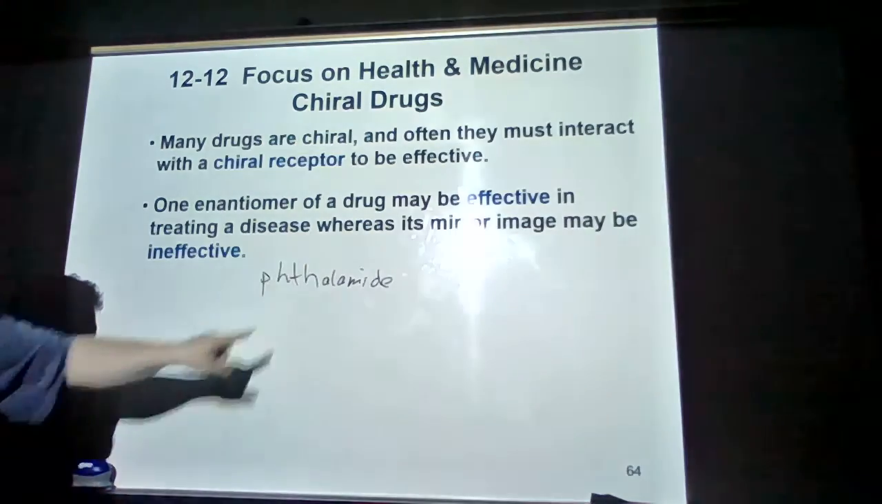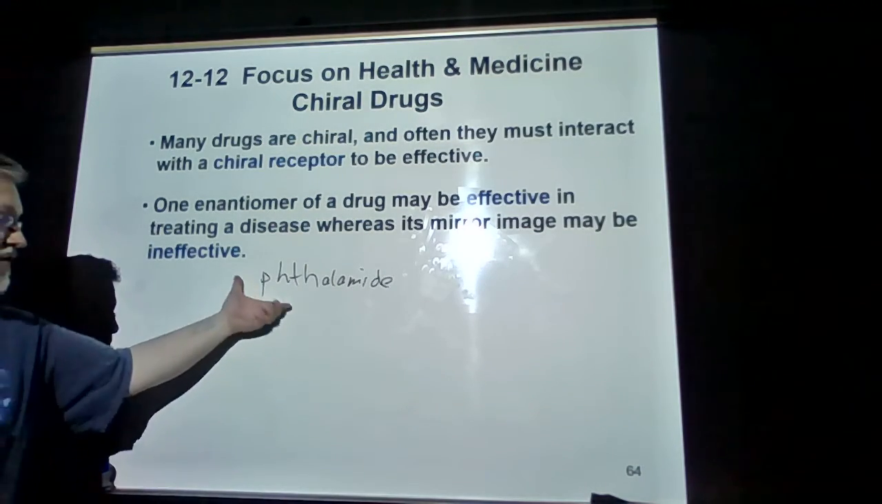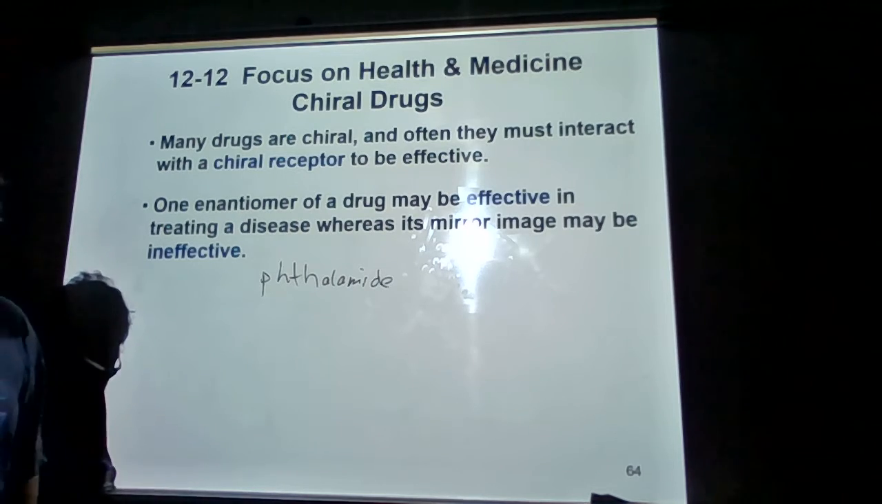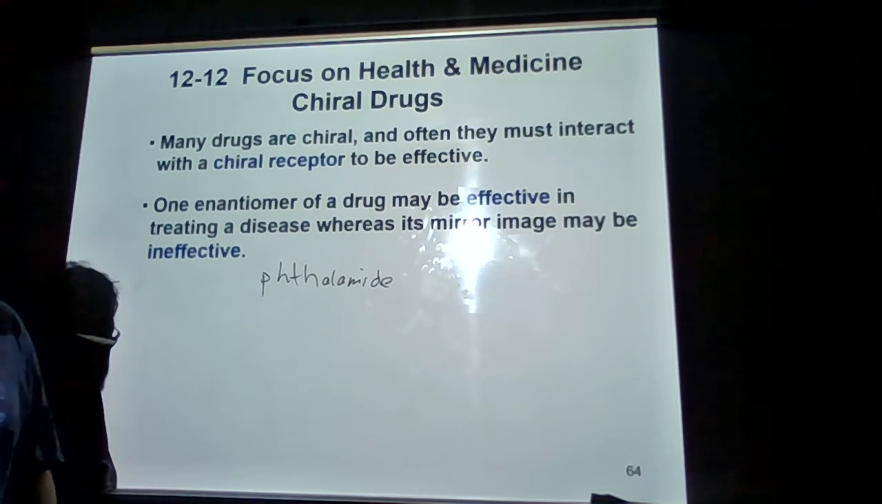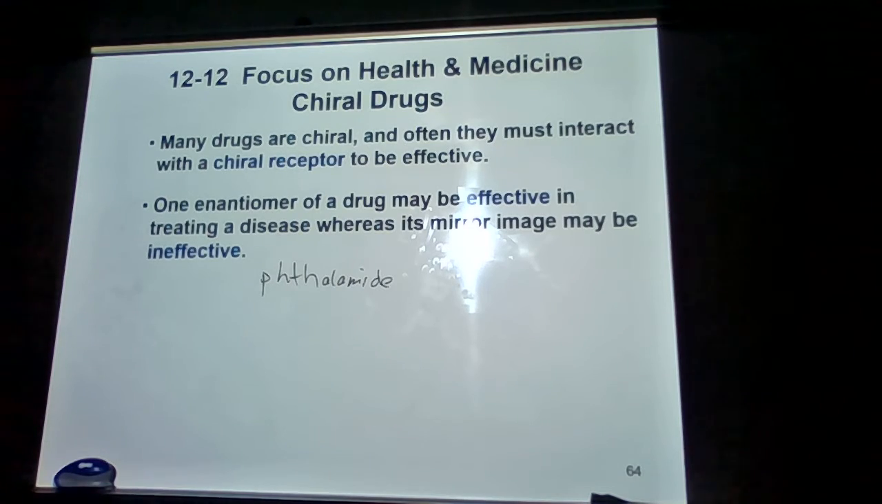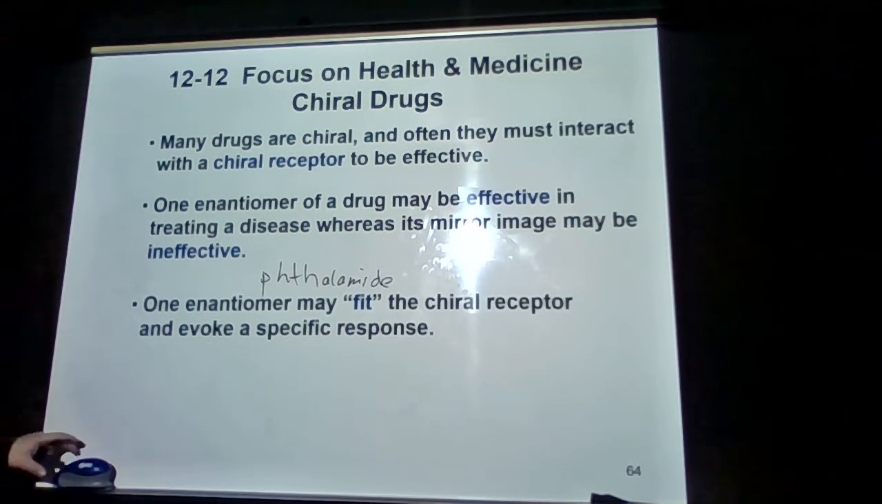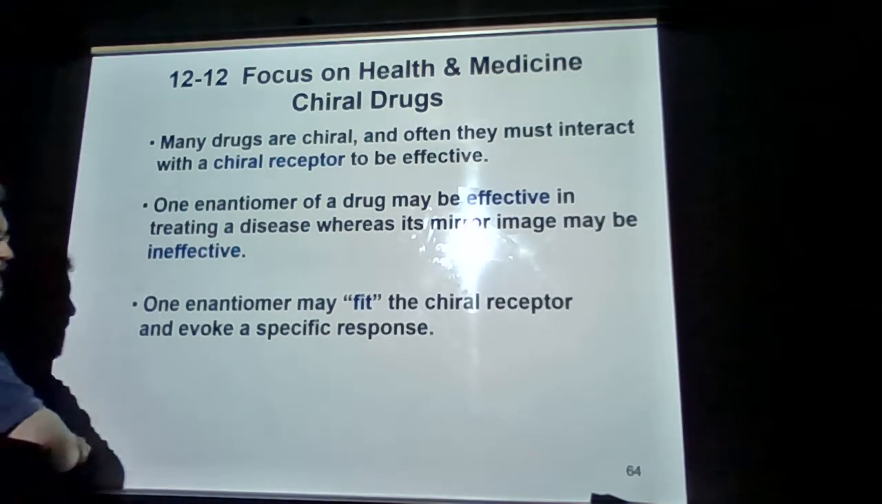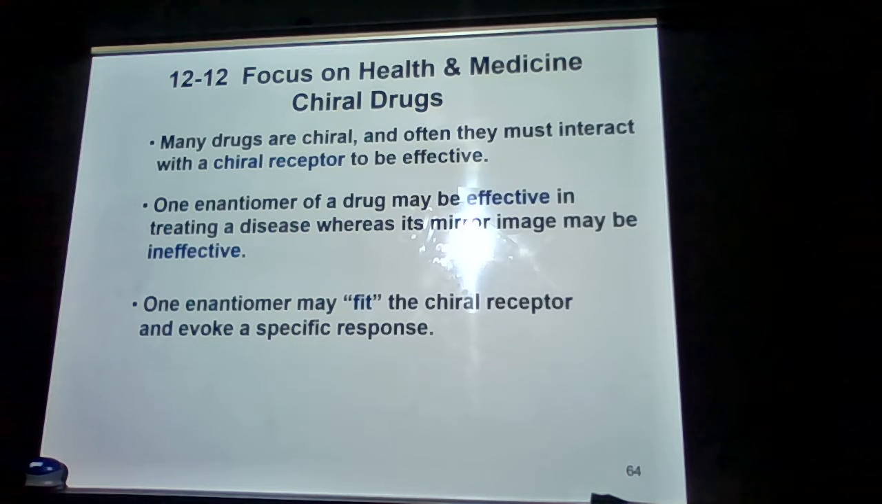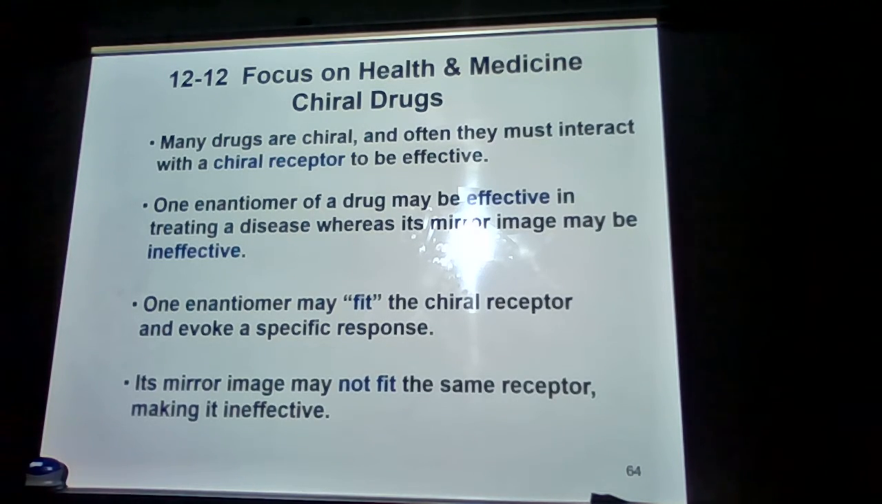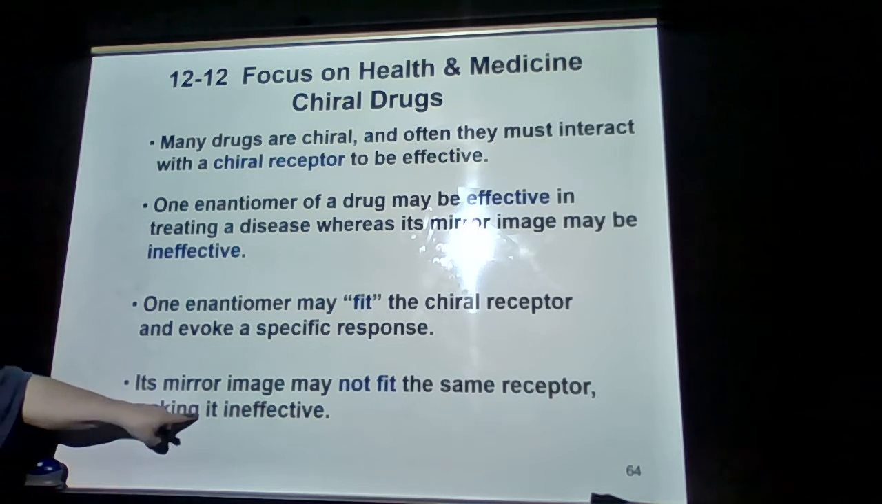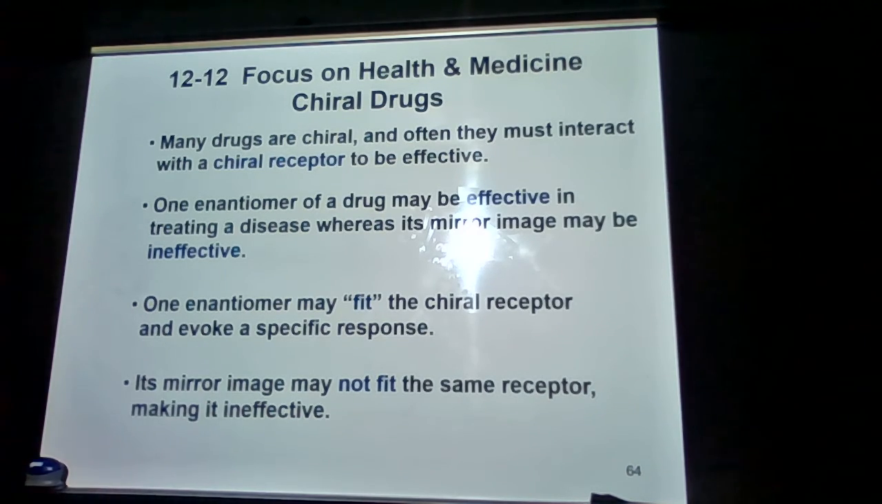They did not find out until a lot of individuals had been treated with thalidomide and ended up having children with deformities. The way that we can say why one isomer worked and the other one did not is based on its shape. One of the enantiomers may fit a specific site where activity is controlled, so it can evoke a specific response. The mirror image, the other isomer, may not have the same physical shape, so it does not fit, and therefore does not cause the effect that we are looking for.